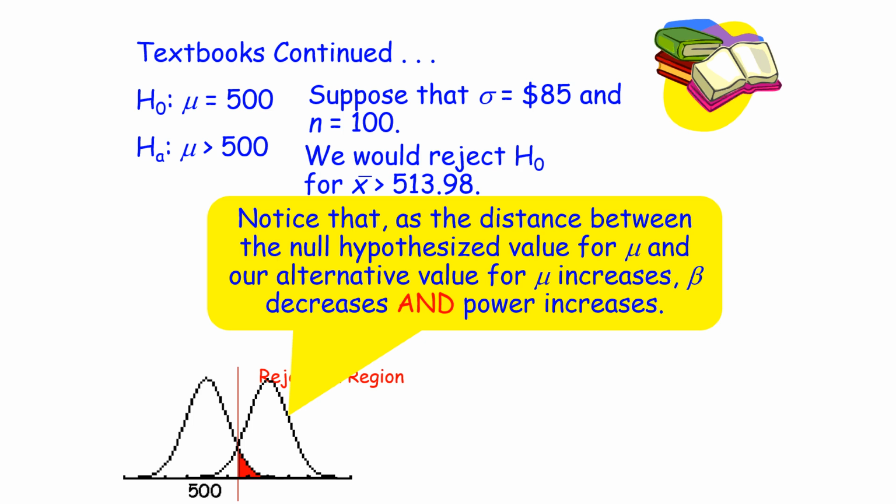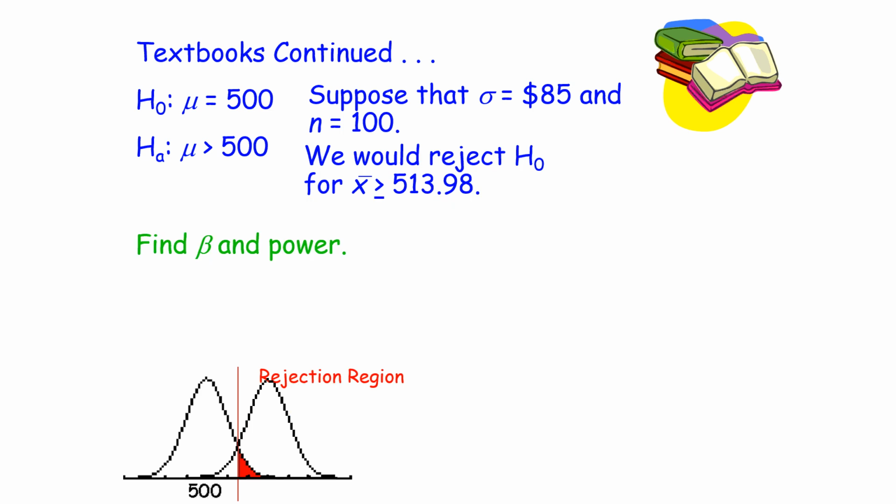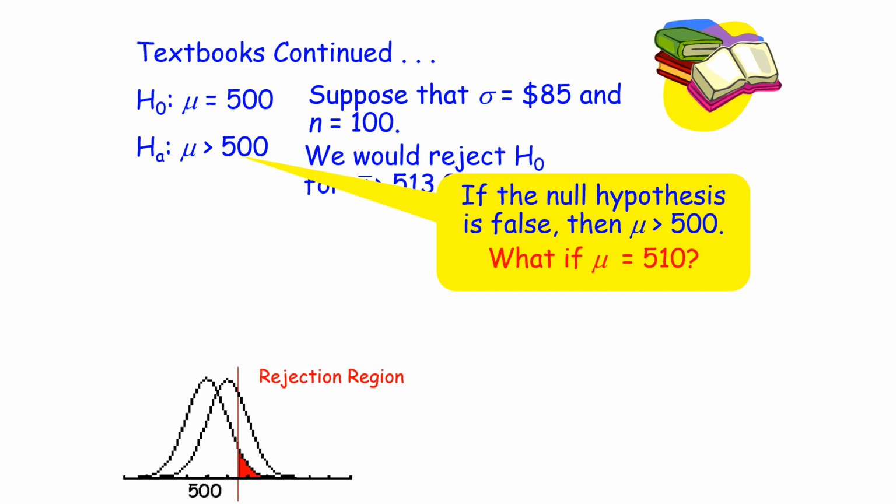Notice that as the distance between the null hypothesized value for mu and our alternative hypothesized value for mu increases, beta decreases and the power increases. So we're going to find our beta and our power. We'll have a beta of 0.03 and a power of 0.97. If the null hypothesis is false, then mu is greater than 500.